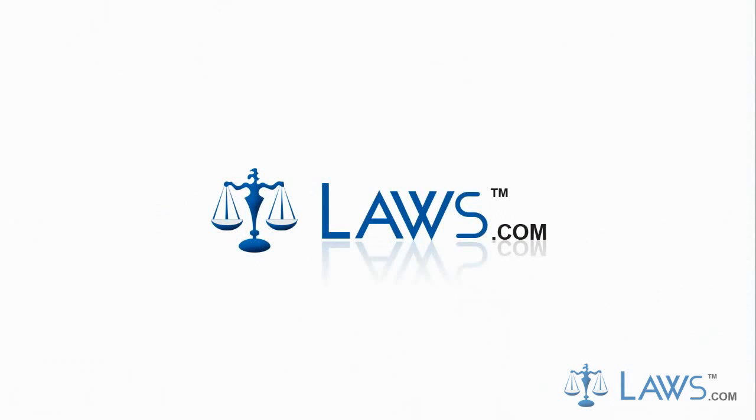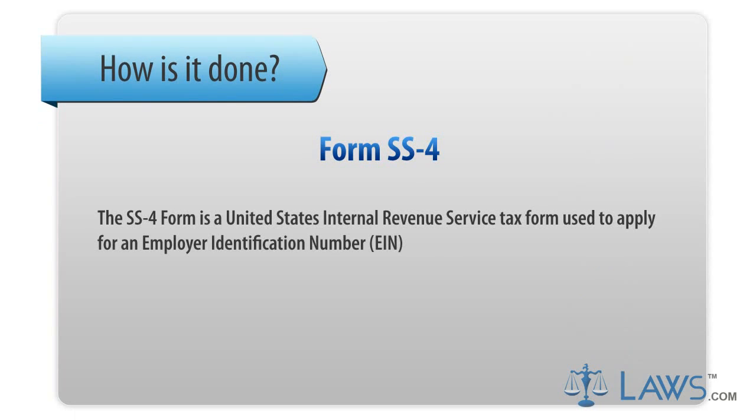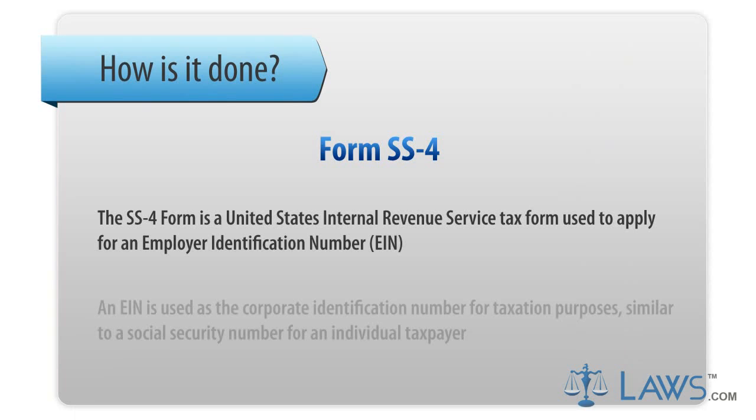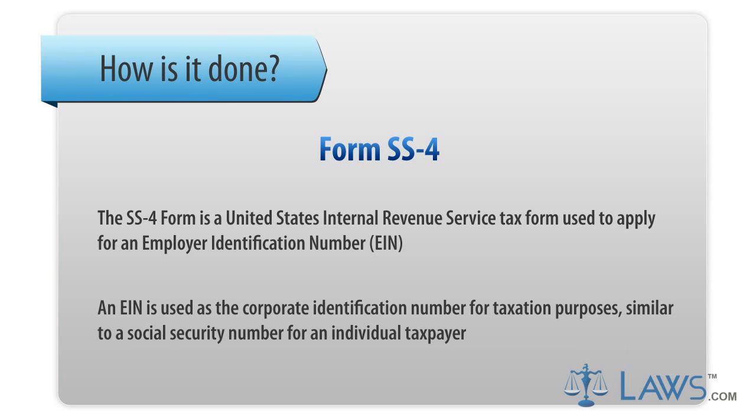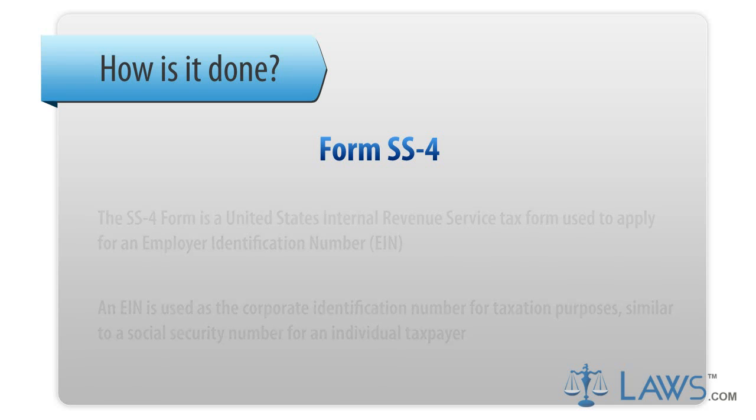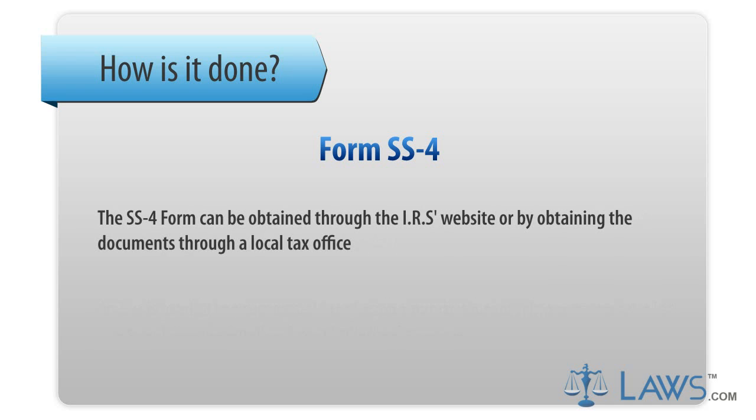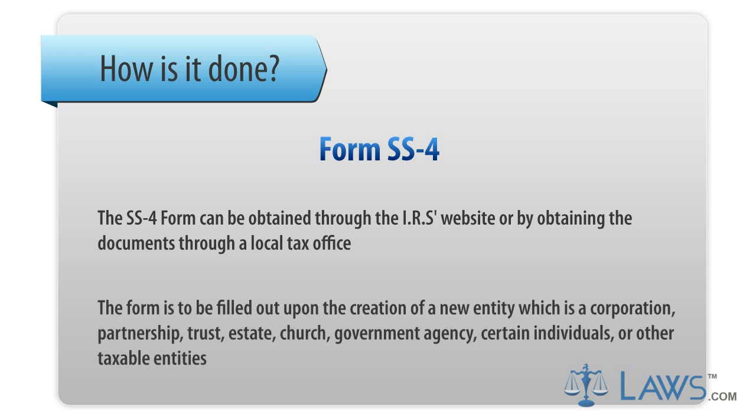Laws.com Legal Forms Guide. The SS-4 form is a United States Internal Revenue Service tax form used to apply for an Employer Identification Number, or EIN. An EIN is used as the corporate identification number for taxation purposes, similar to a Social Security number for an individual taxpayer. The SS-4 form can be obtained through the IRS's website or by obtaining the documents through a local tax office.